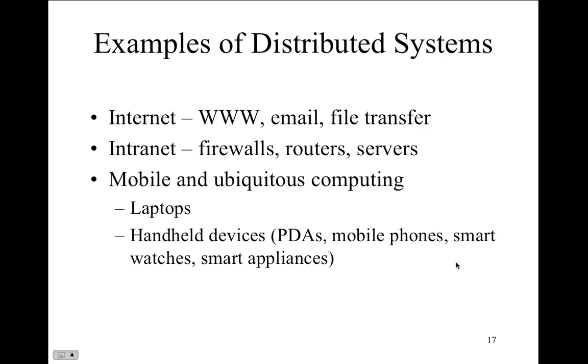So some examples of distributed systems, if you've never seen one, if you just crawled out from under a rock: the internet is one. So the internet, www, interfaces, email, file transfer is distributed. Intranet, firewalls, routers, and servers are all distributed systems as well. Mobile and ubiquitous computers, laptops, handheld devices, mobile phones, smartphones, smart appliances, they're all distributed.